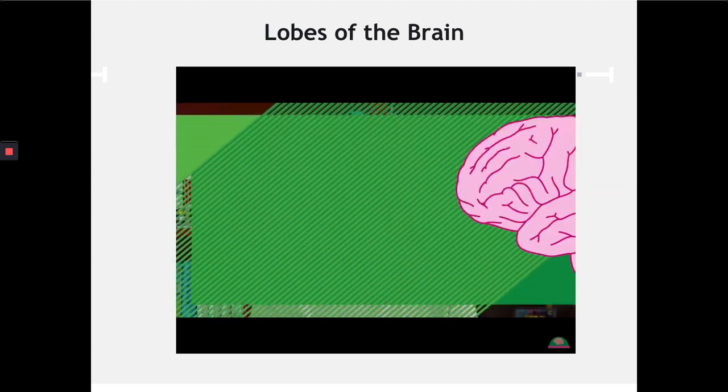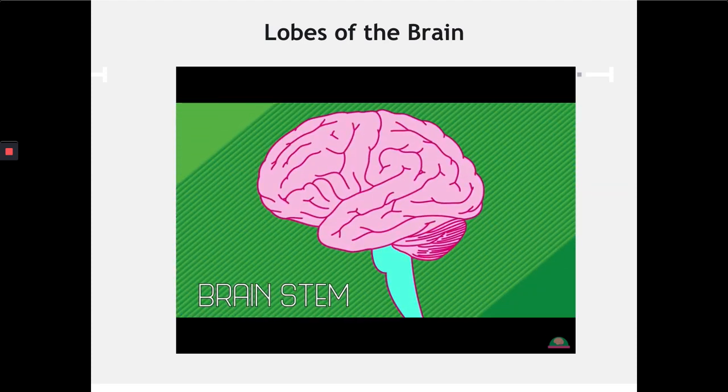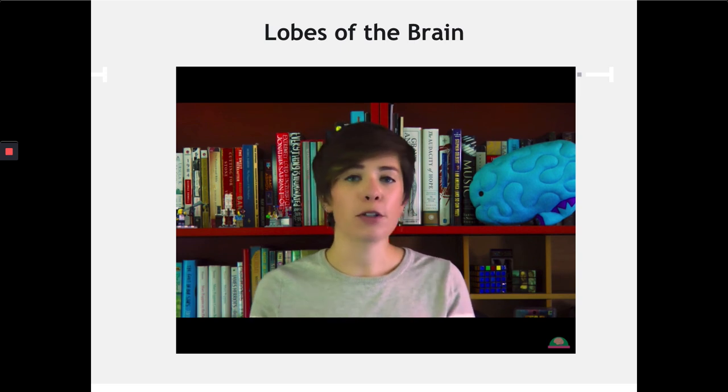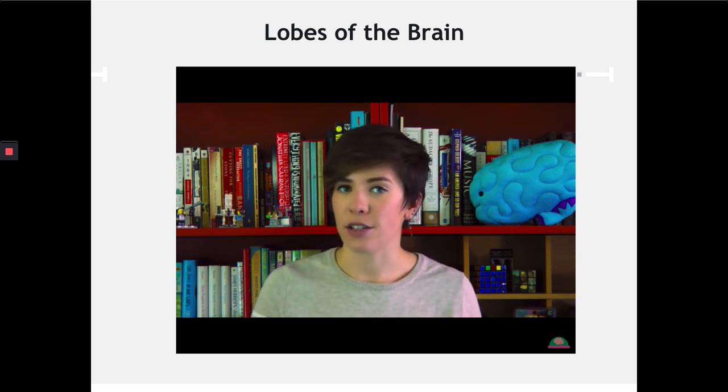There you go. Finally, the brainstem, this narrow structure underneath the cerebellum, is considered the most ancient brain structure. That is, this is probably the first region of the brain that evolved in our earliest ancestors.